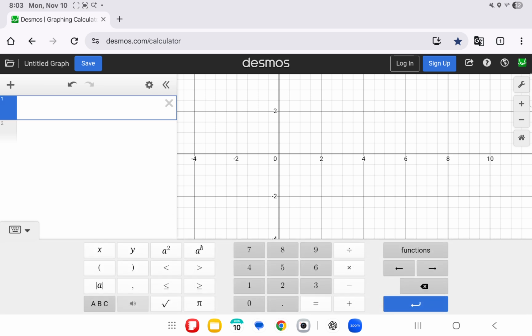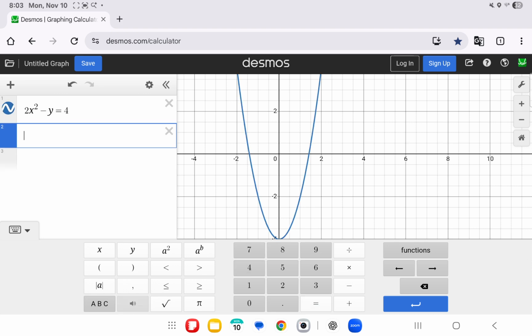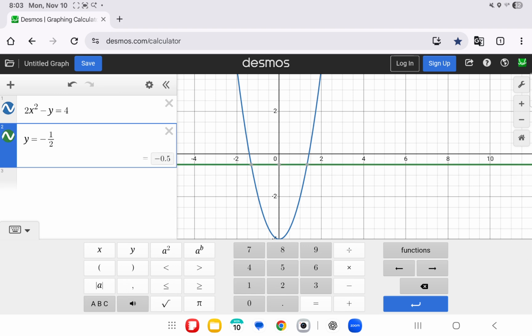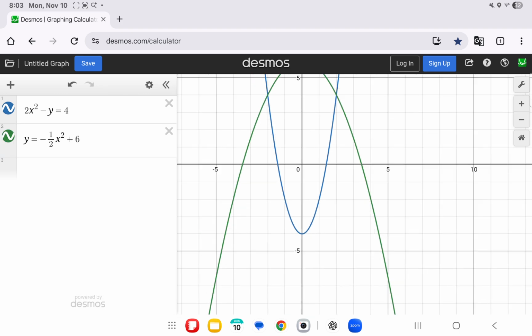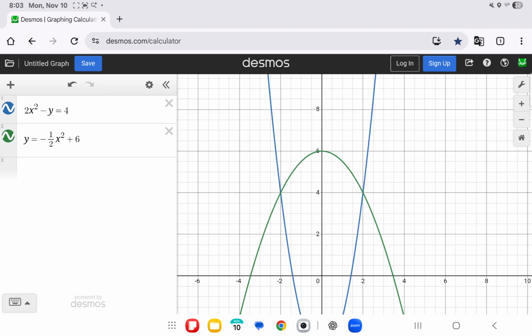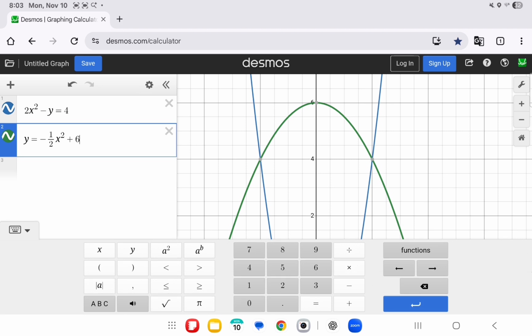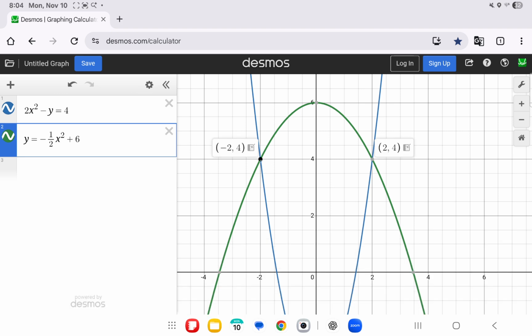So we have again 2x squared minus y equals 4, and then y equals negative 1/2 x squared plus 6. So this time we again only have 2 solutions. It's where our curves cross. So we have negative 2, 4 and 2, 4.